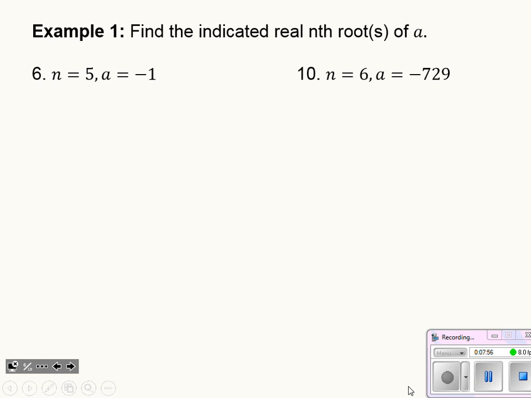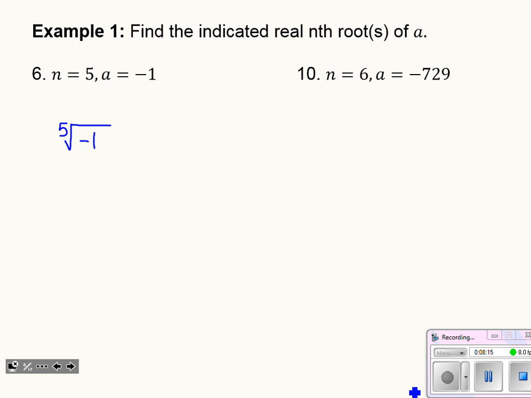All right, so now we get to the actual problems themselves. Find the indicated real nth roots of a. So for number 6 here, n, the root, is 5, and then a, the radicand, is -1. I want the fifth root of -1.